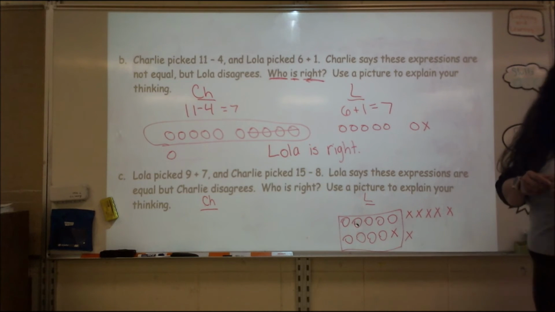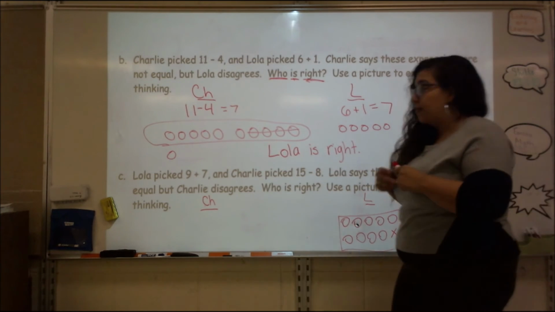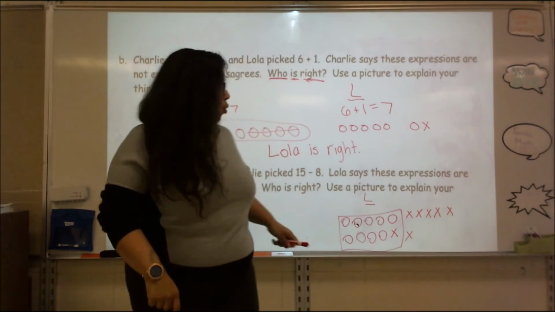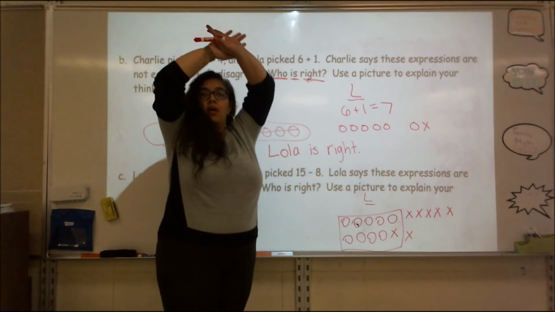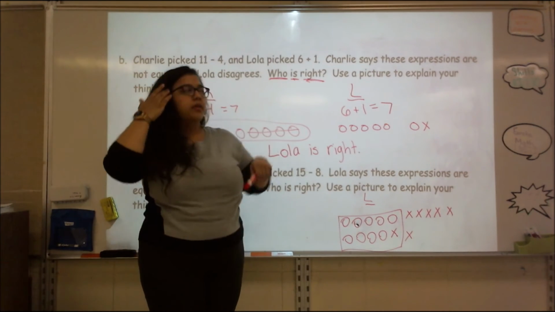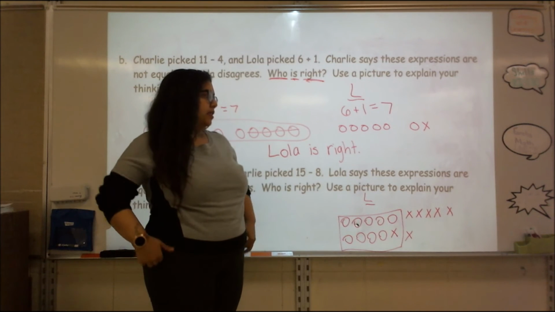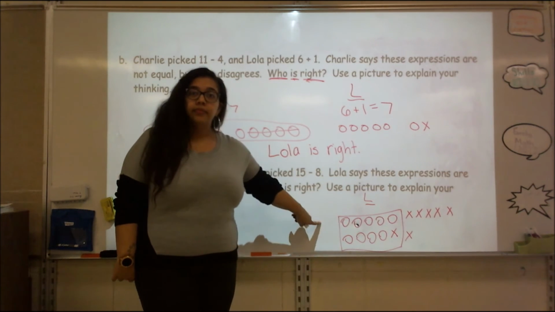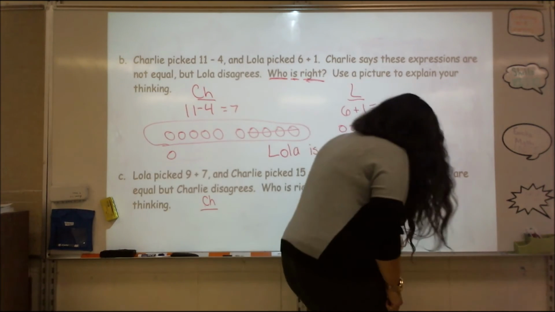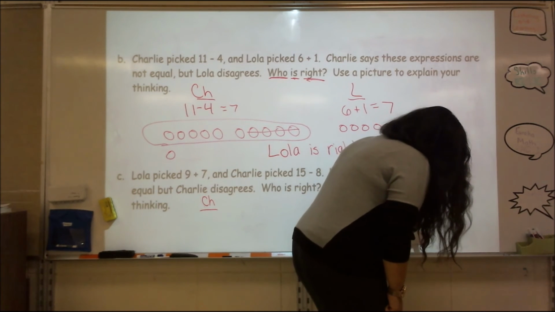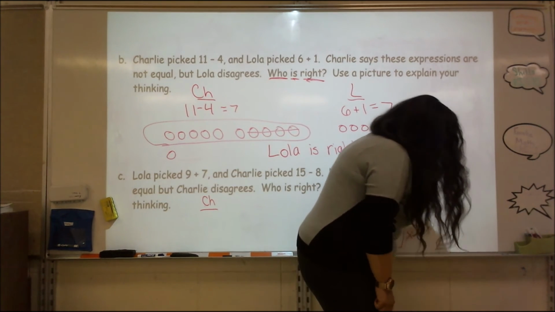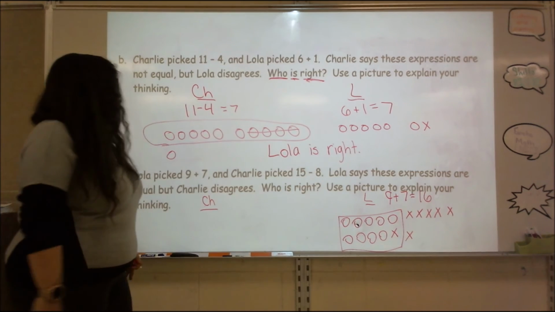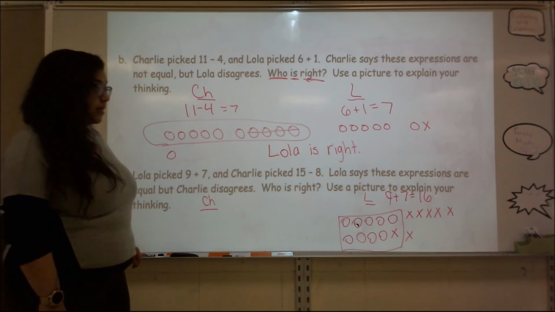Okay, we have drawn a picture which accurately represents the parts, 9 and 7. What is the value of the whole once I move them around to make a group of 10? 9 plus 7 is equal to 16. So Lola has 9 plus 7 is equal to 16. Let's check what Charlie got. Charlie picked 15 minus 8.